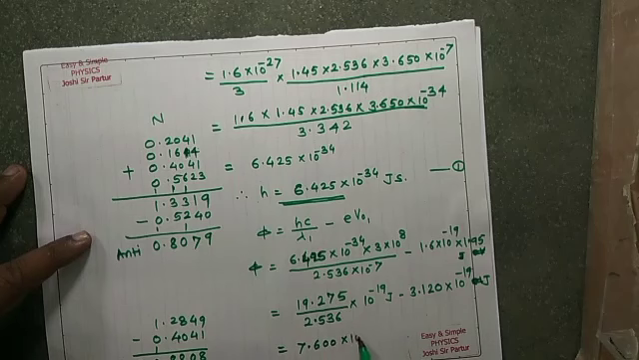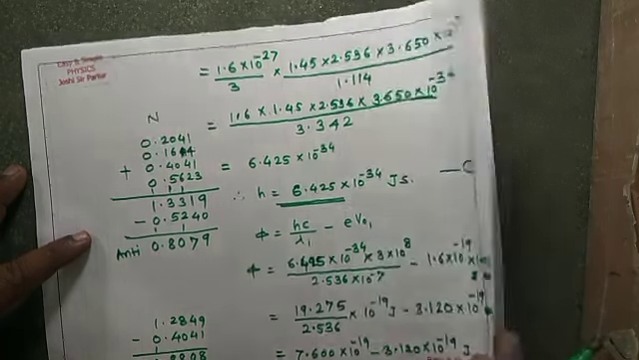7.600 into 10 raised to minus 19 minus 3.120 into 10 raised to minus 19. They are in joule. So here by difference we take 4.480 into 10 raised to minus 19 joule. That will be work function in joule.